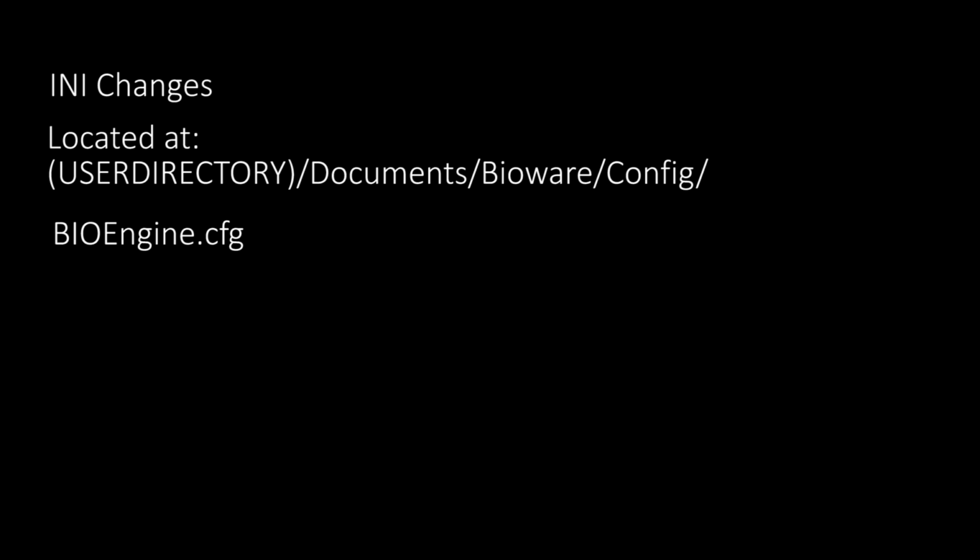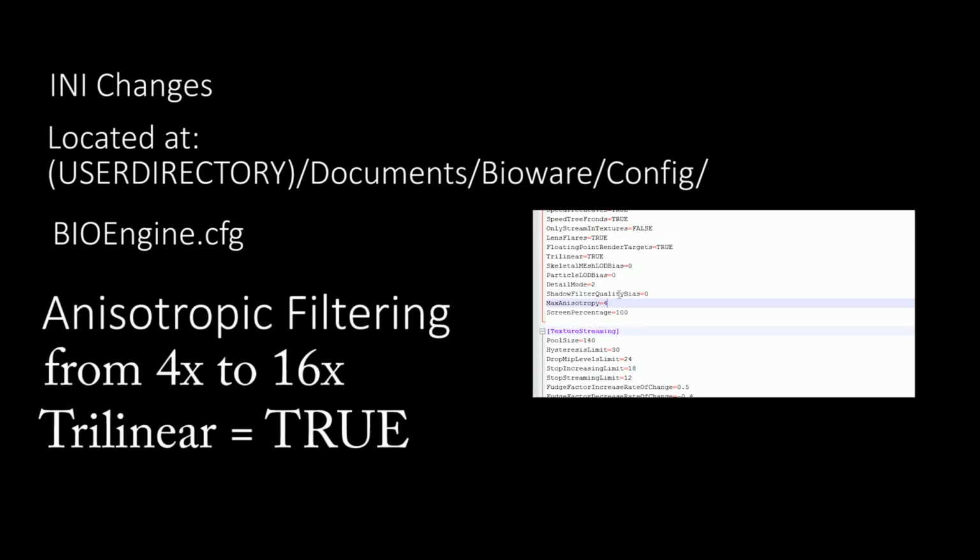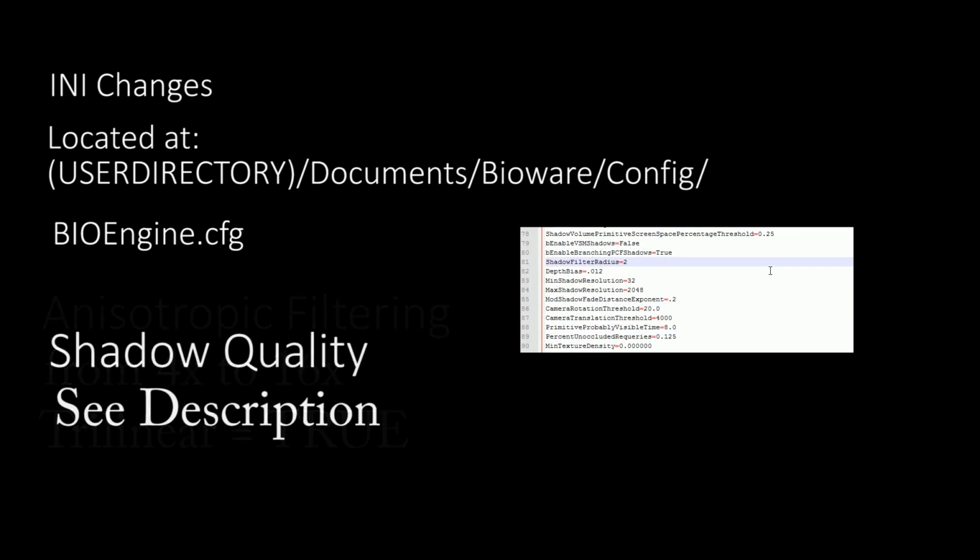The most important config file, bioengine.config, can be found at the location above. You can open it with Notepad or Notepad++ to make changes. Changing max anisotropic filtering to 16 can improve the texture filtering without an effect on performance. Shadow quality settings can have a big effect on the quality of the game's shadows, but it also has a big effect on the performance of the game. By keeping the max shadow resolution at 2048, you can reduce the amount of effect on performance.